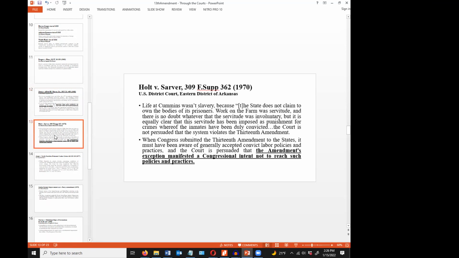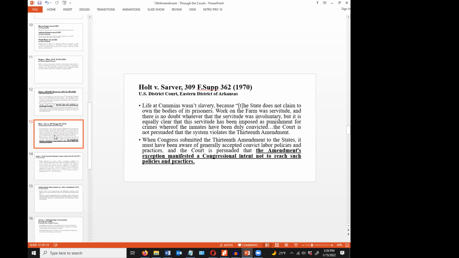In 1970, there came a case, Holt versus Sarver, in the U.S. District Court, Eastern District of Arkansas. There was a farm, Cummins Farm in Arkansas, where they would just work inmates to the bone. The court ruled that life at Cummins wasn't slavery because the state does not claim to own the bodies of its prisoners. I'll read that again. It wasn't slavery because the state does not claim to own the bodies of its prisoners.